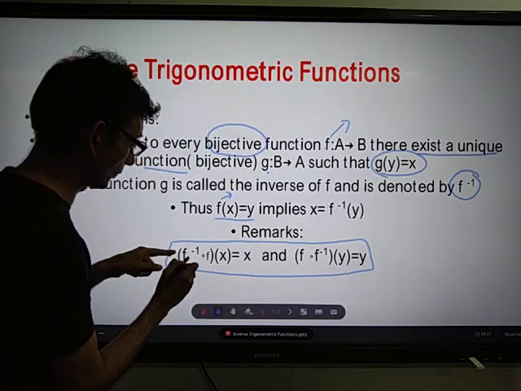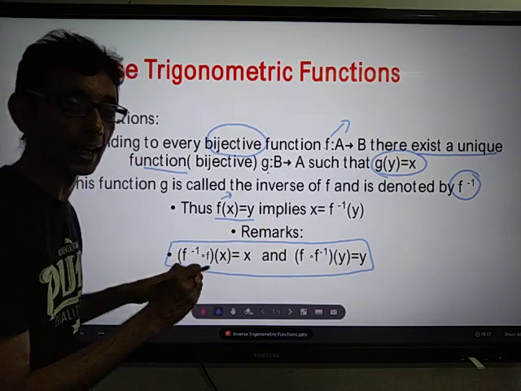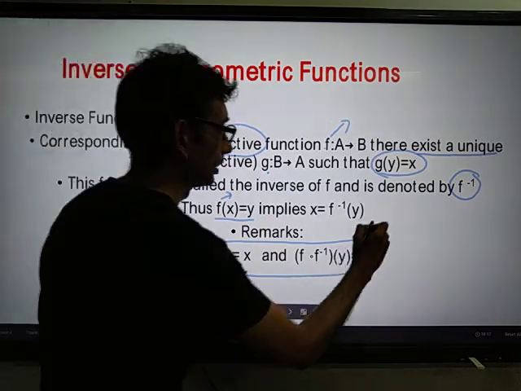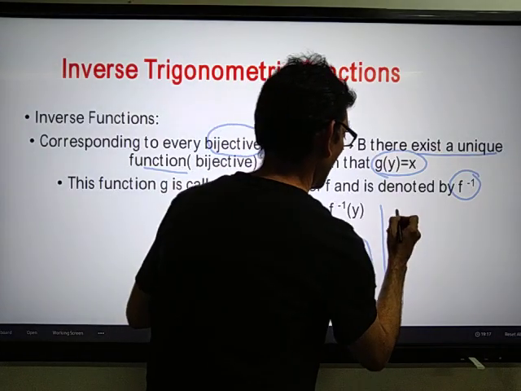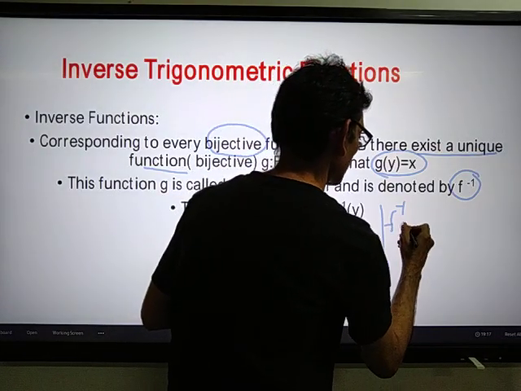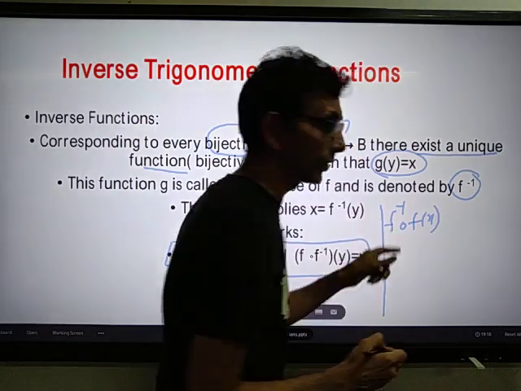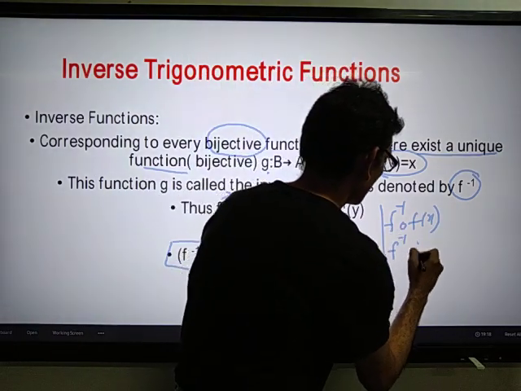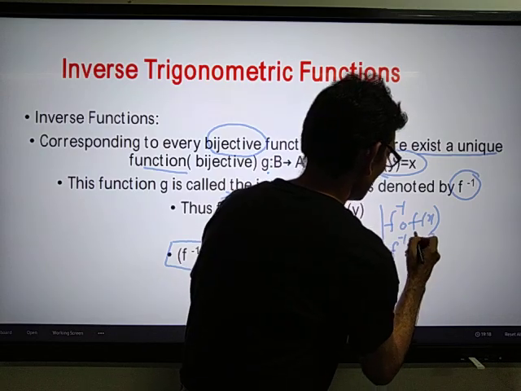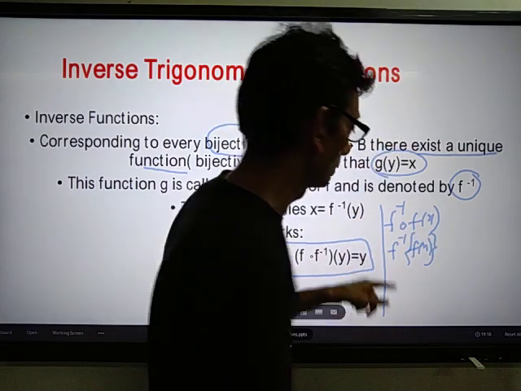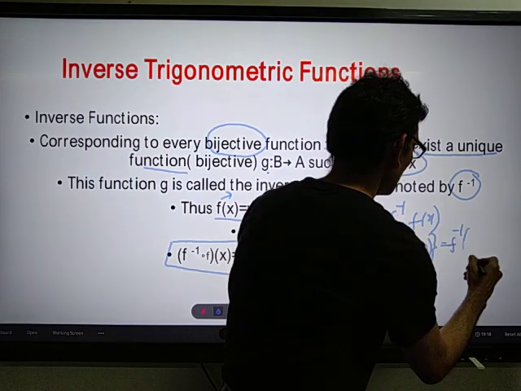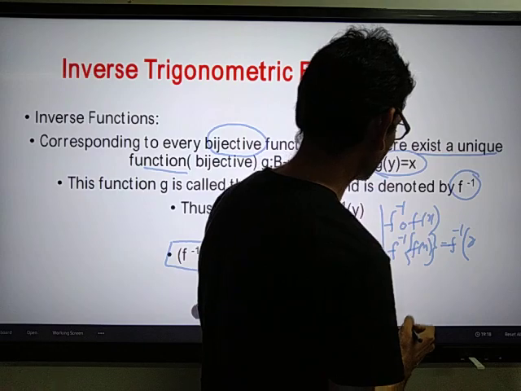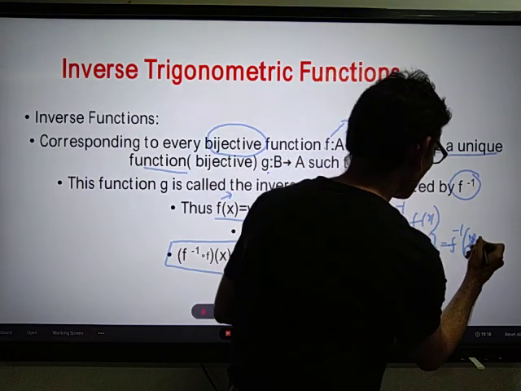f inverse of f(x) equals x. How to explain this? By the definition of composition of functions, f inverse of f(x), you can write with a bracket. Now what is f(x)? f(x) is equal to y, right?